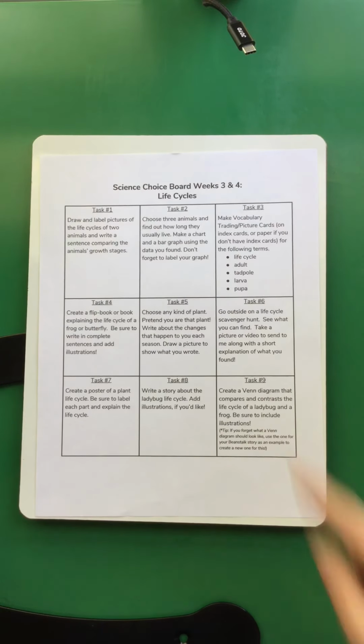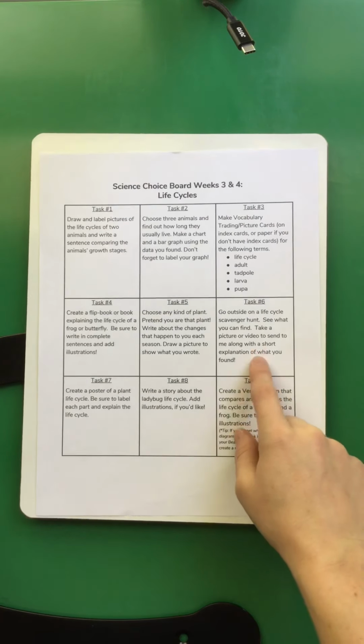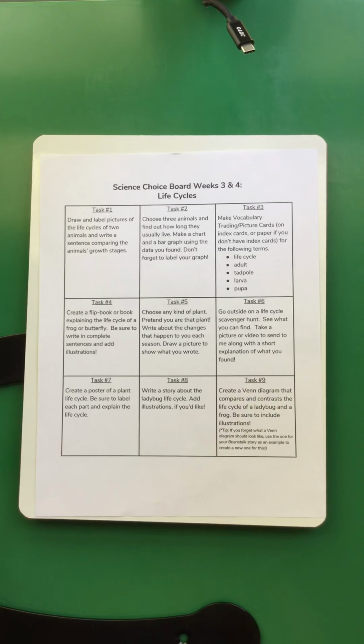Okay. Task number 6 says go outside on a life cycle scavenger hunt and see what you can find. Take a picture or video to send to me along with a short explanation of what you found. So I'm going to make a Flipgrid of this that you can post your video to. If you find a picture, you're welcome to send that to me.